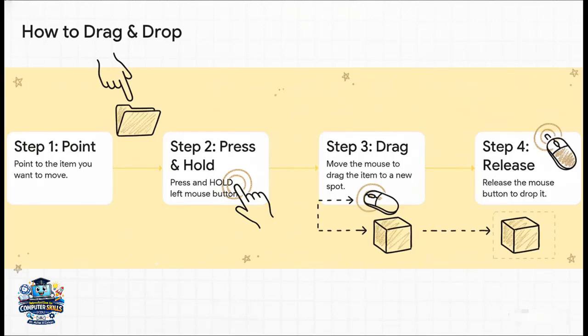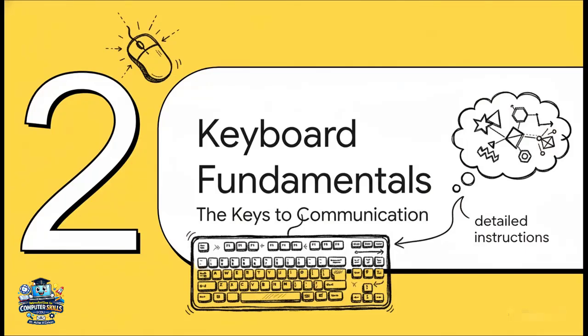Step 2, press the left mouse button, and this is the important part, hold it down. Don't let go. Step 3, while you're still holding it, just move the mouse, and you'll see the item come with you. And finally, when you've got it where you want it, just release the button to drop it. That's it.